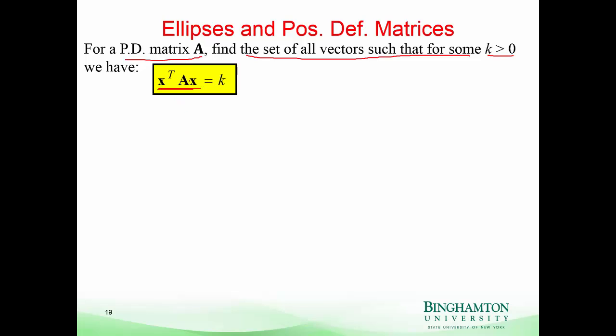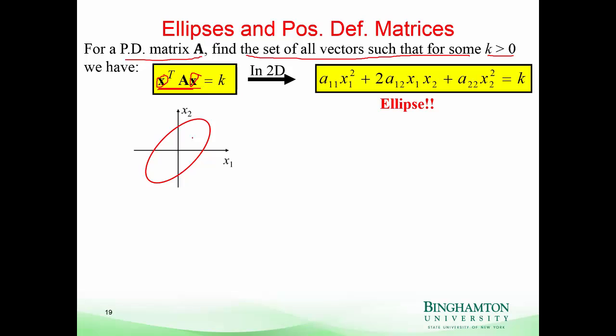But now we're looking for all the x's that when we plug them in here, I pick an x, I plug it in both of those places. Does it equal k? No, then it's not in this set. Pick another one, plug it in. Does it equal k? Yes, it's in this set of vectors that we're looking for. Keep doing that. Find all the vectors that satisfy this equation. Guess what they look like? They look like an ellipse.